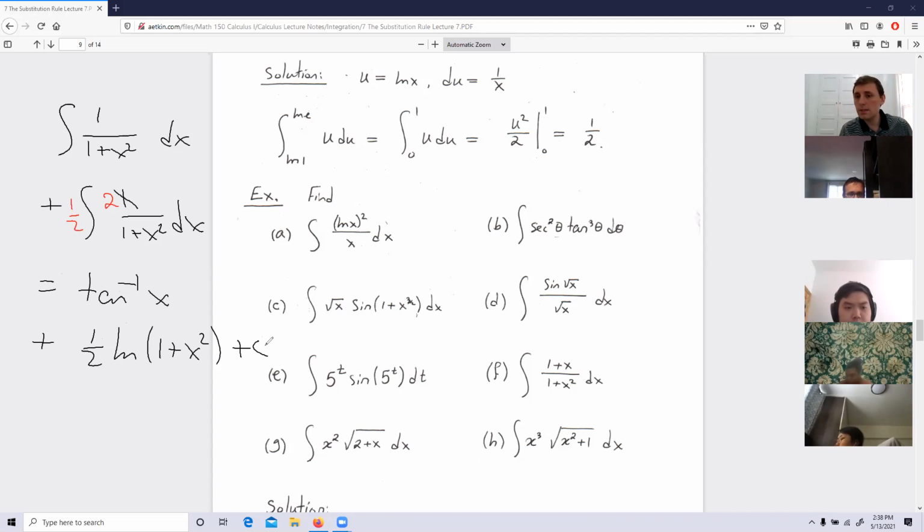Yes? Do you see what I did? I just simply distributed the 1 plus x squared to 1 and to x, and I have the first expression is just arctangent. Second expression is it's chain rule. It's 1/2 ln of 1 plus x squared.